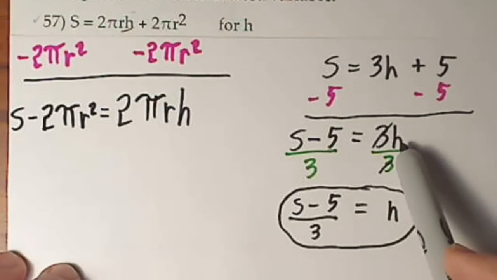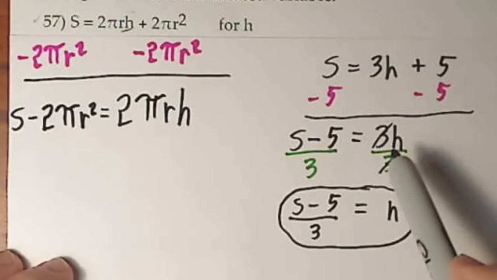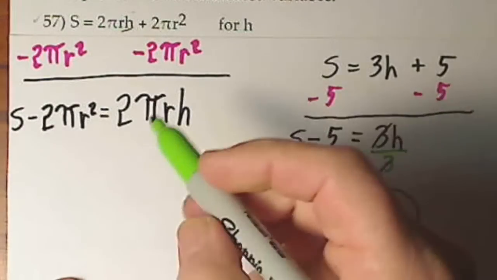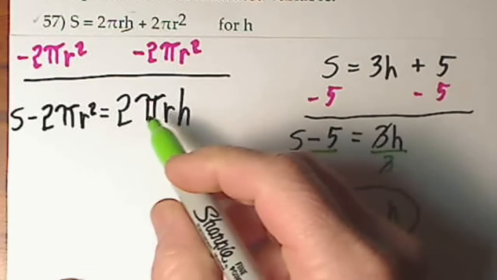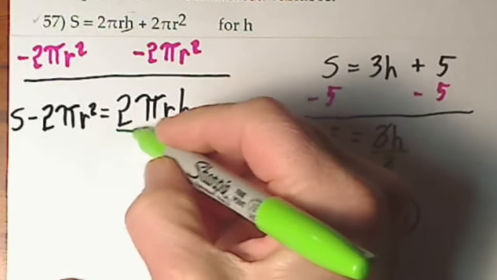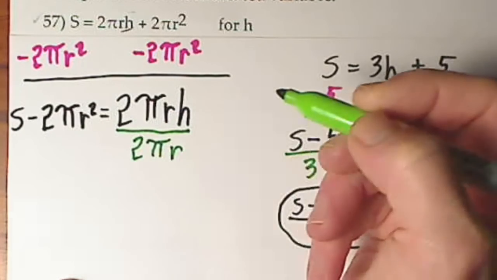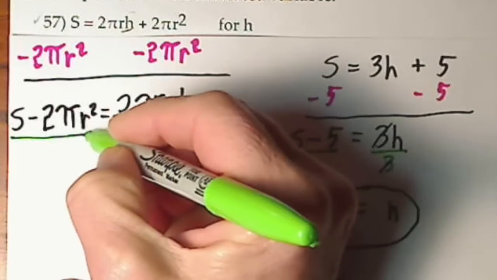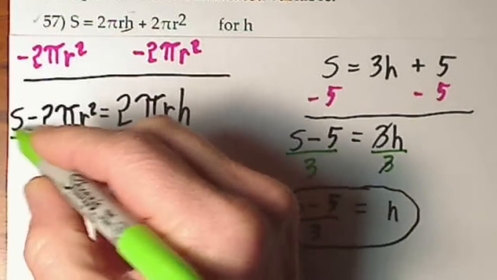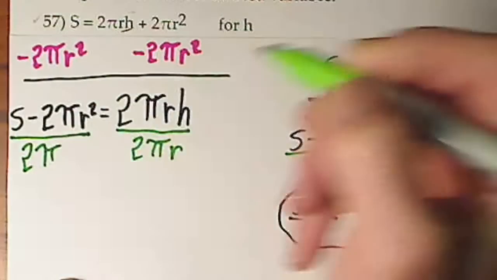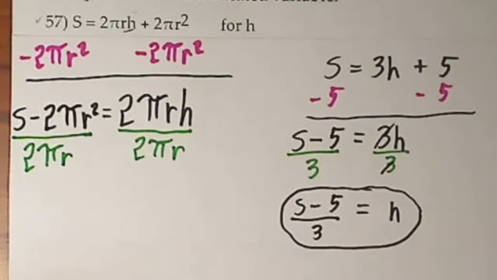Okay, so already we're closer to having h all by itself. And then what was the last thing we did here? We had stuff multiplying with the h and we wanted to get rid of it, so we divided. That's exactly what we'll do. I want to get rid of 2 pi and r. All of them are being multiplied. Divide by 2 pi r. Do the same to the other side. Remember, you have to divide everything on the other side. 2 pi r.